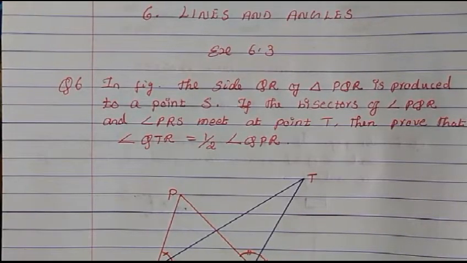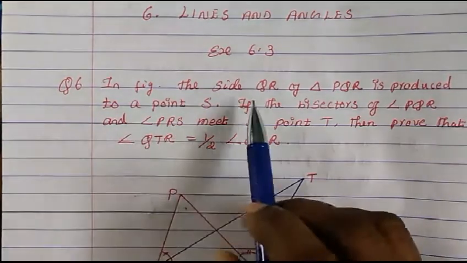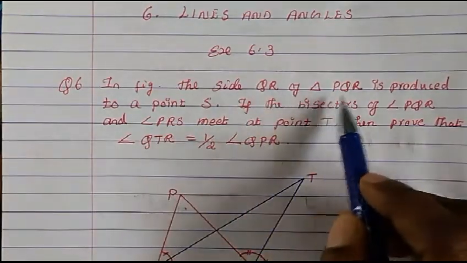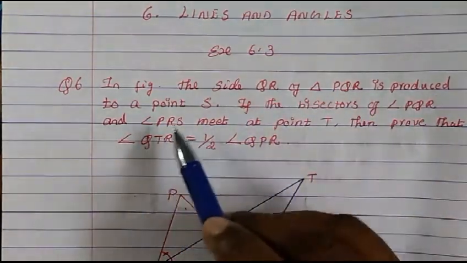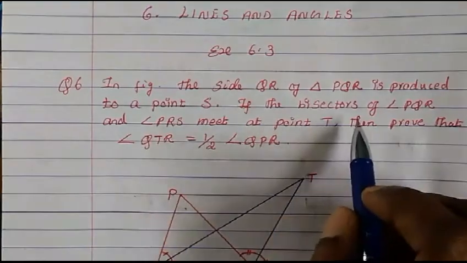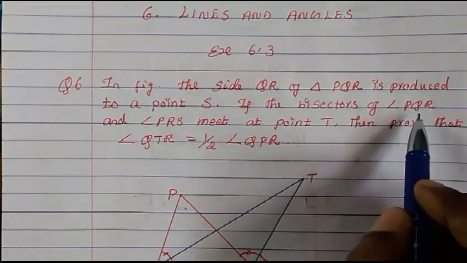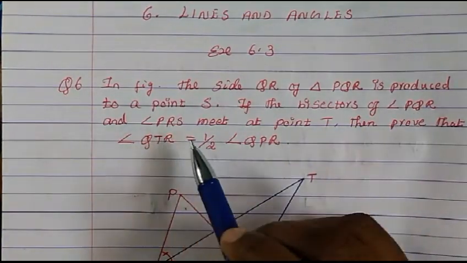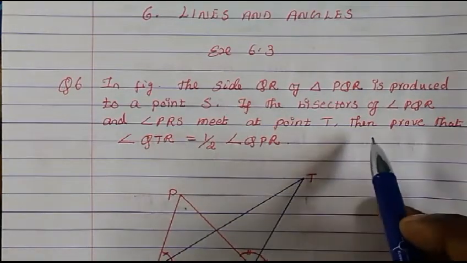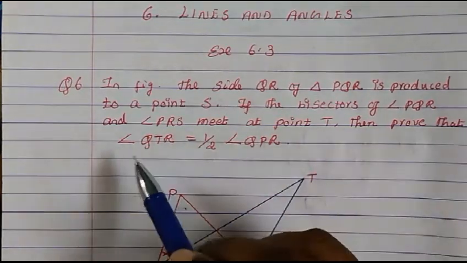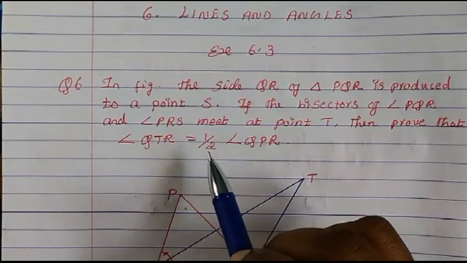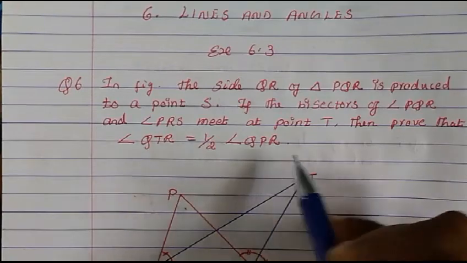Today we are going to study from chapter 6, Lines and Angles, exercise 6.3, question 6. In the figure, the side QR of triangle PQR is produced to a point S. If the bisectors of angle PQR and angle PRS meet at point T, then prove that angle QTR is equal to half of angle QPR.